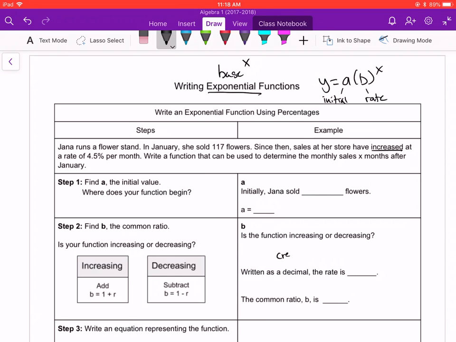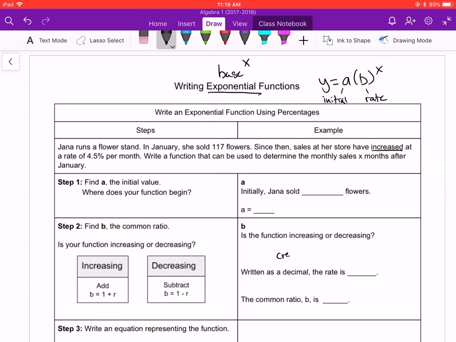Jenna runs a flower stand. In January, she sold 117 flowers. Since then, sales at her store have increased at a rate of 4.5% per month. Write a function that can be used to determine the monthly sales x months after January. On the left side, I have the steps. On the right side, we're going to relate it to that example.